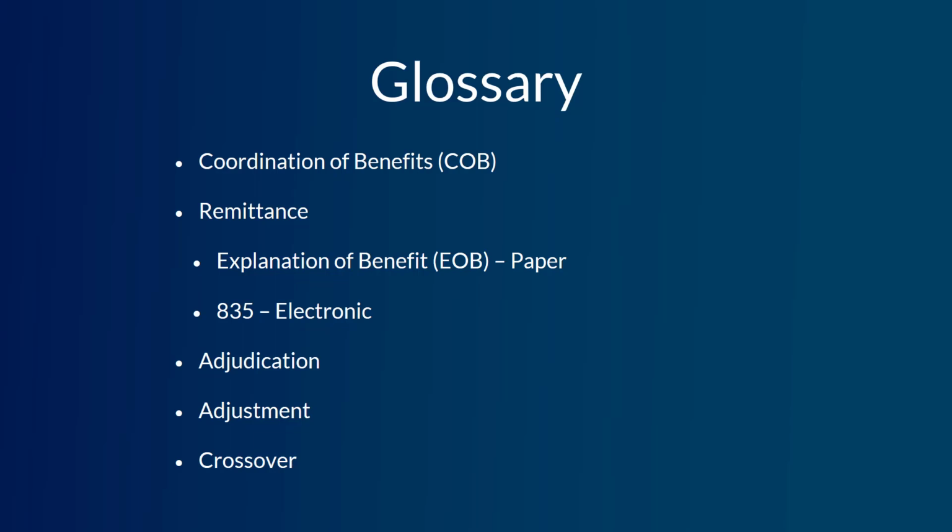Lastly here, we've got a crossover. A crossover happens when the primary payment has been made and it's time to send the secondary or the coordination of benefits claim to the second payer. And when it happens automatically, this is a very nice thing. Automatic crossovers occur when the primary payer finishes processing and knows who the second payer is. And so they go ahead and send it directly. Automatic crossovers are a wonderful thing. We'll talk a little bit more about them later.